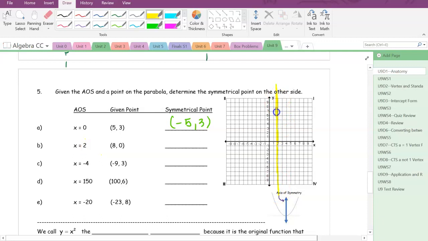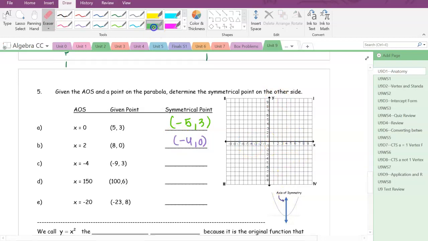Okay, so this is where the symmetry happens, and we are at 8, 0. Okay, so again, count your distance to your axis of symmetry. So 2 to 8, that is 6 units. So now I'm going to go 6 units more. 1, 2, 3, 4, 5, 6. All right, and that yellow line should be right in the middle, and the name of that point is -4, 0.